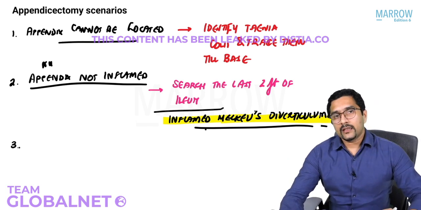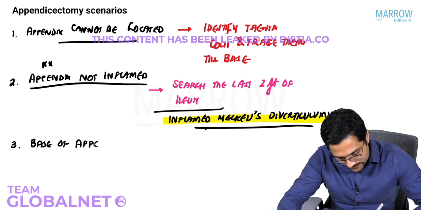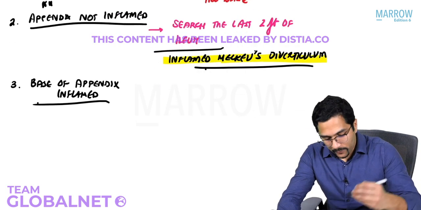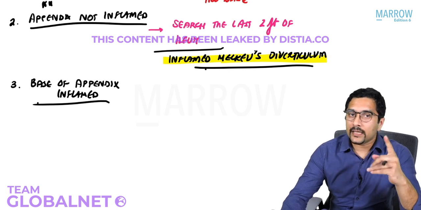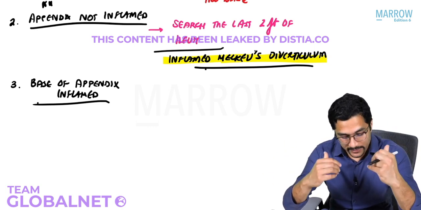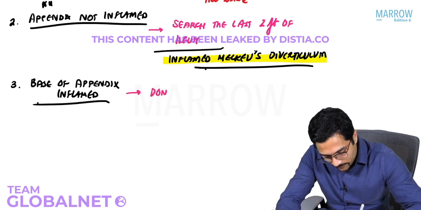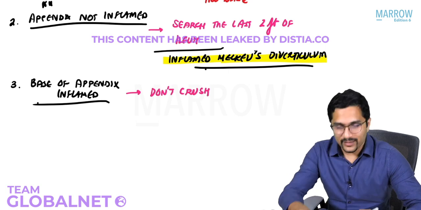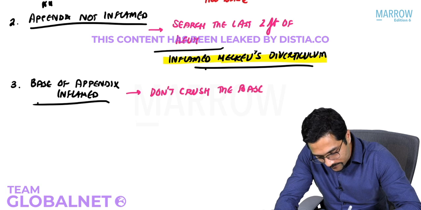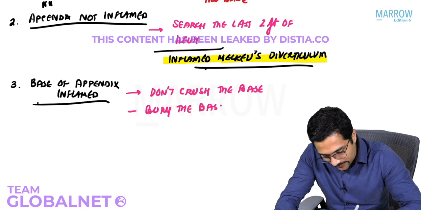The third situation is when the base of the appendix is inflamed. Normally, when I told you about the steps of acute appendicitis, I told you that we don't bury the base. But if the base of the appendix is inflamed, you should remember 2 things. Don't crush the base, otherwise the appendix would just avulse out. And number 2, we have to bury the base of the appendix.